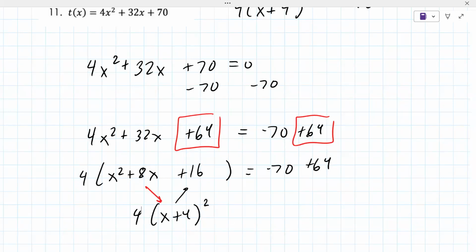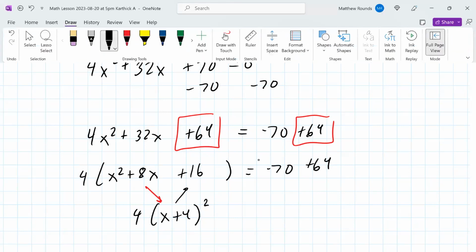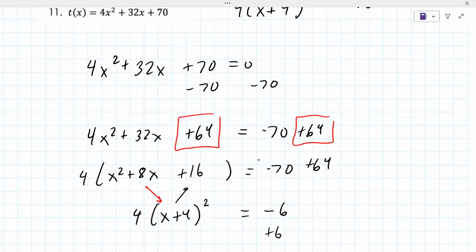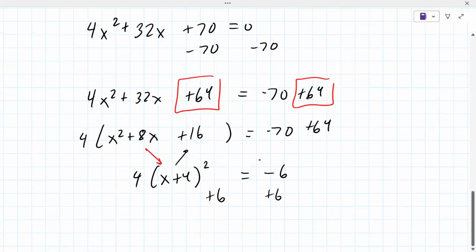I think I did something similar for number 10, where, oh, you didn't put the equal sign. Anyways, so it equals minus 6, and then you add 6 to get it back to the other side. Got it.